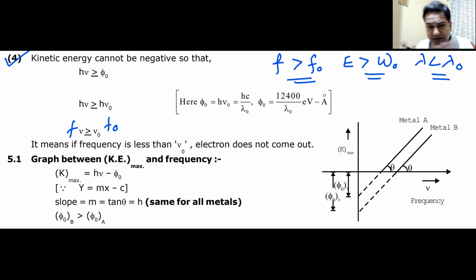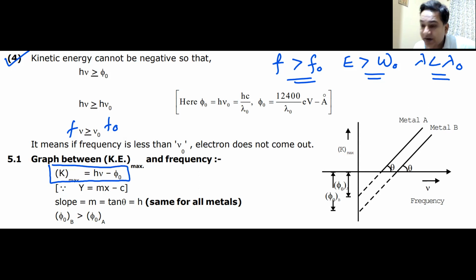We had discussed 3 points. This is just a continuation of what we were doing in the last class. After Einstein's equation, we have seen the relation between kinetic energy, work function, and energy of the photon. What was the relation? What was Einstein's equation that we discussed in the last class? E is equal to W naught plus KE maximum. Yes, that is correct.